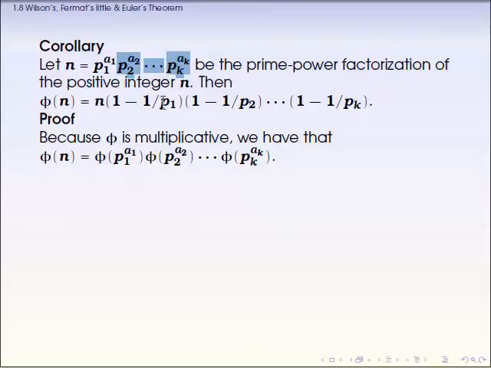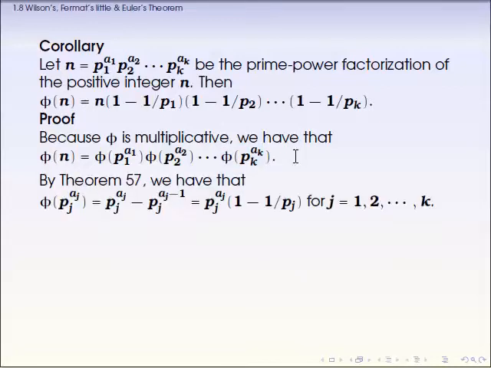But we can apply the same rule to the remaining part of it, so that can also be separated into phi of p2 to the a2 and phi of the remaining one. So if we just keep doing it, eventually we are going to get phi of n equal to phi of p1 to the a1 times phi of p2 to the a2 and so on up to phi of pk to the ak. Then by theorem 57, each of these is going to be p1 to the a1 minus p1 to the a1 minus 1, because it's a power of a prime.